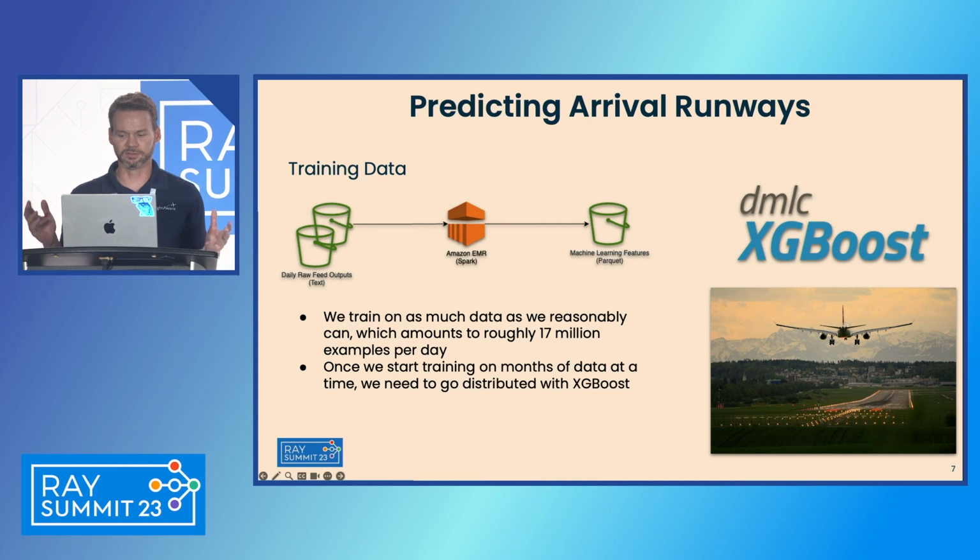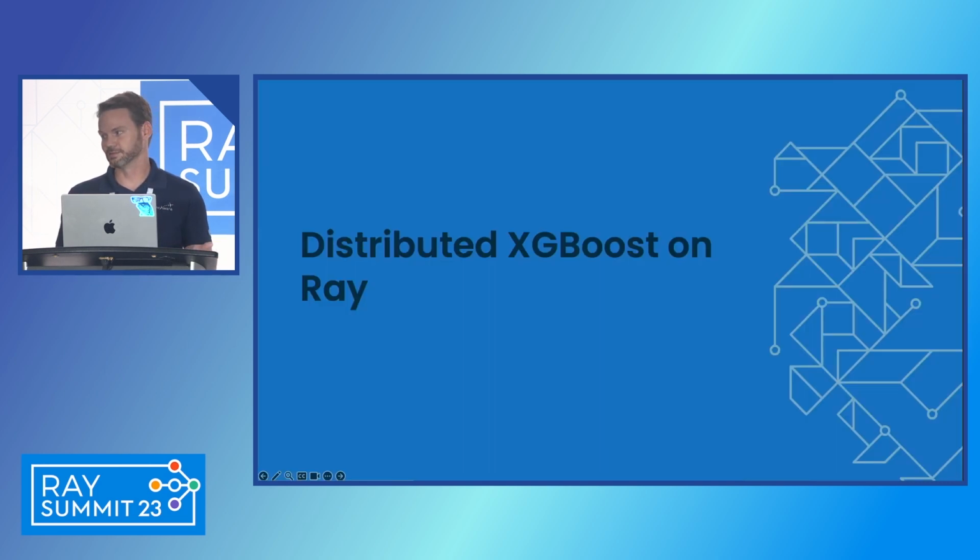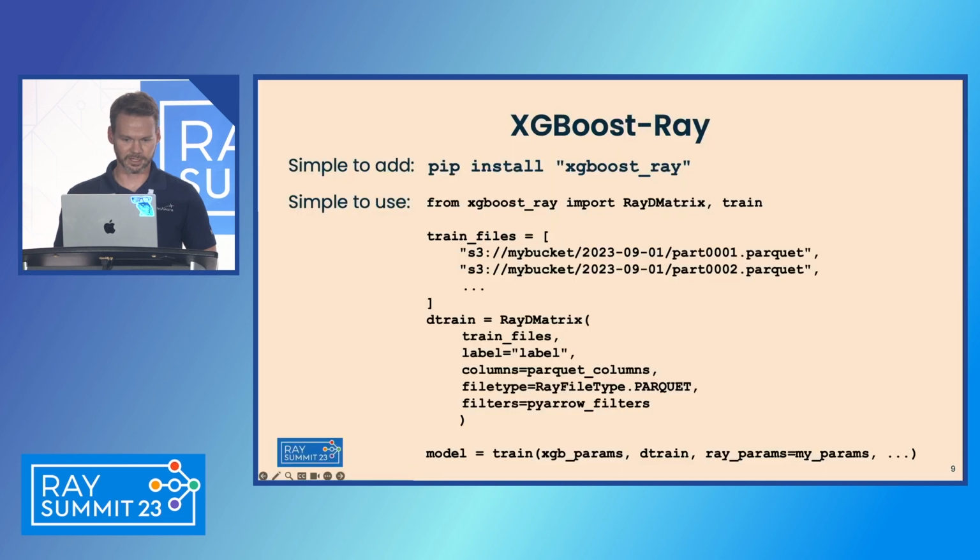So we need to shuttle all of that data into a training cluster, and it goes way beyond the limits of a single machine. So now we have to solve the problem of working out how do we distribute this, since we decided XGBoost worked pretty well. So that leads me into distributed XGBoost on Ray.